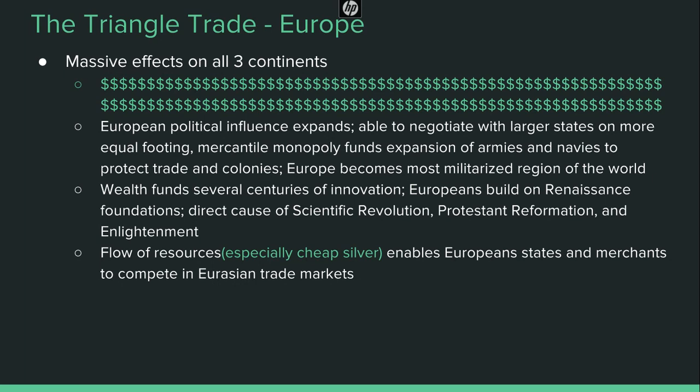But it's not just wealth that's growing. Europeans are growing in their political influence as well. They're able to negotiate on a more even footing with the larger, more powerful states. Their mercantile monopoly funds the expansion of their armies and their navies to protect their trade and their colonies. And by the 1700s, Europe is the most militarized continent on Earth.